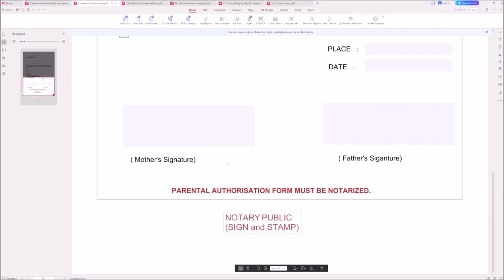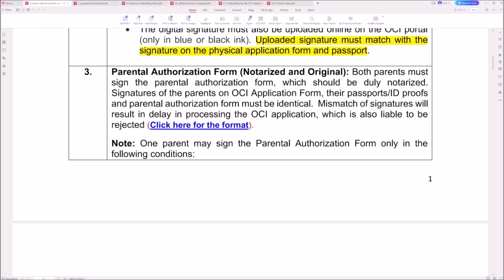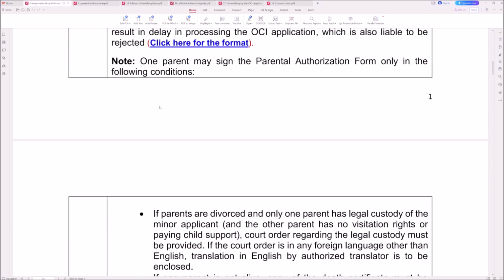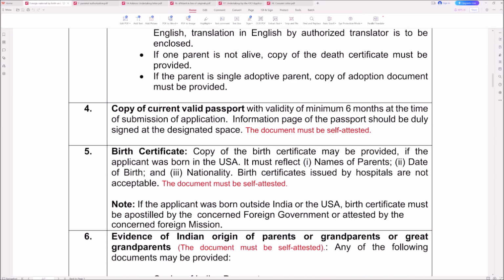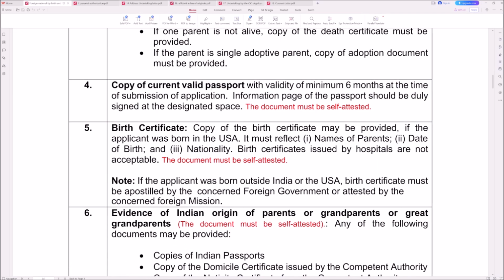And make sure that you sign this document in front of the notary public, otherwise you would not be able to notarize it. You should never sign this document from home, because the notary public would not accept it. You need to sign in the presence of the notary public itself. This completes the parental authorization form, and then you need to provide the copy of the current valid passport.